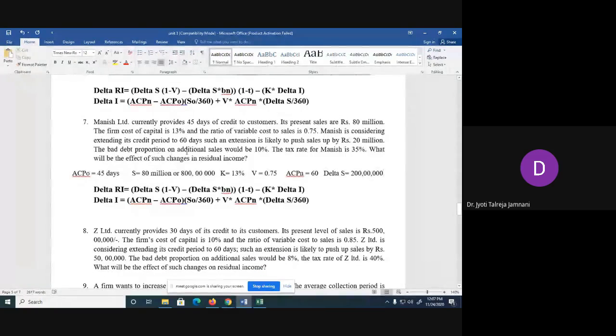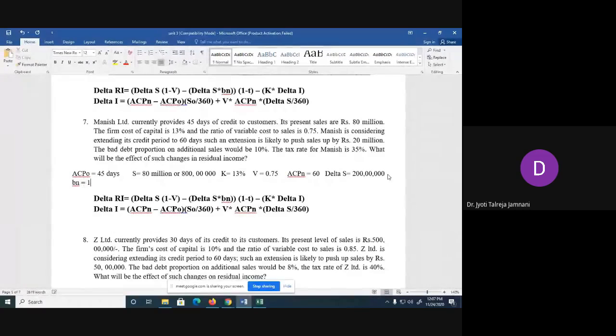The bad debt proportion on additional sales would be 10%. So this is nothing but your BN, which is 10%. The tax rate for Manish is 35%. So T is equal to 35%. So this is the given data. Using this data, we need to find the effect of such change on the residual income.